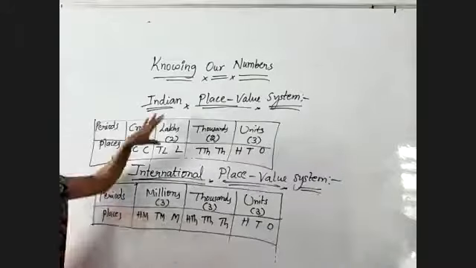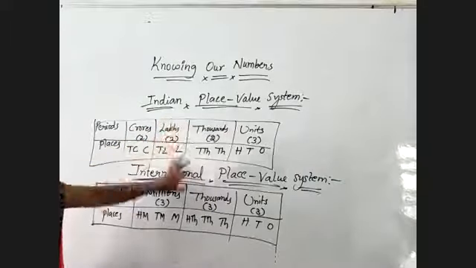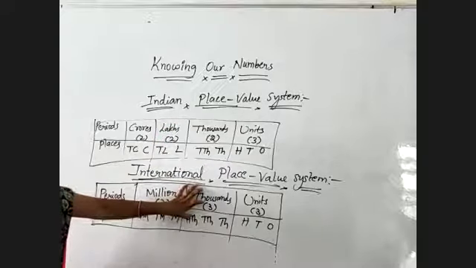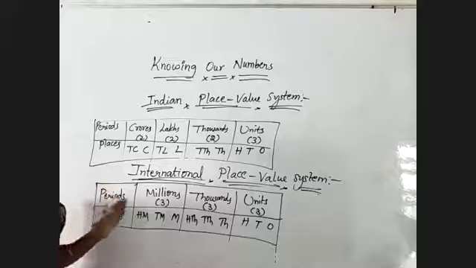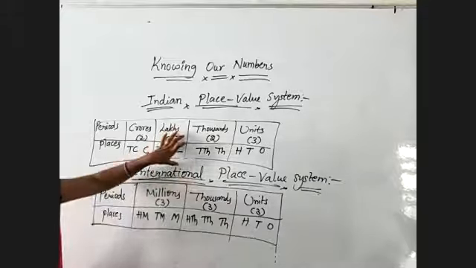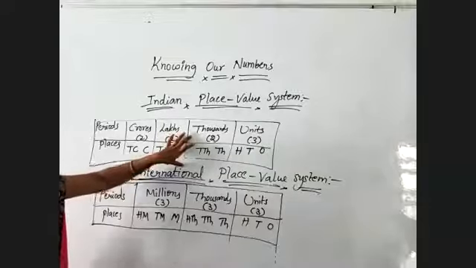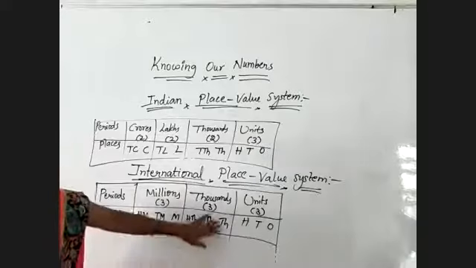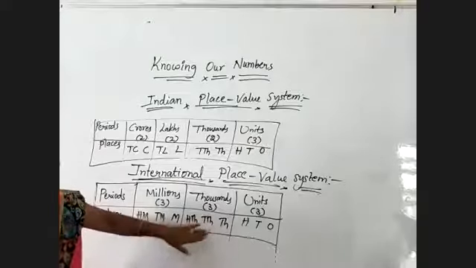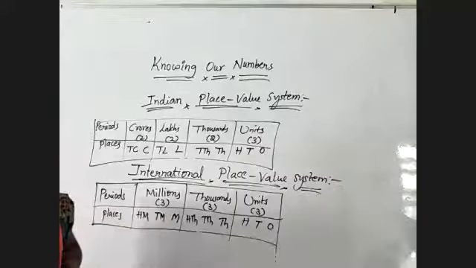So these are the points to remember. In the Indian place value system, the four main periods are units, thousands, lakhs, crores. In the international place value system, the main periods are units, thousands, millions, and further we have billions also. In the Indian system, except the unit period, which has three digits, every remaining period has two digits. In the international place value system, every period has three places. That is the main difference between the Indian system and the international system.